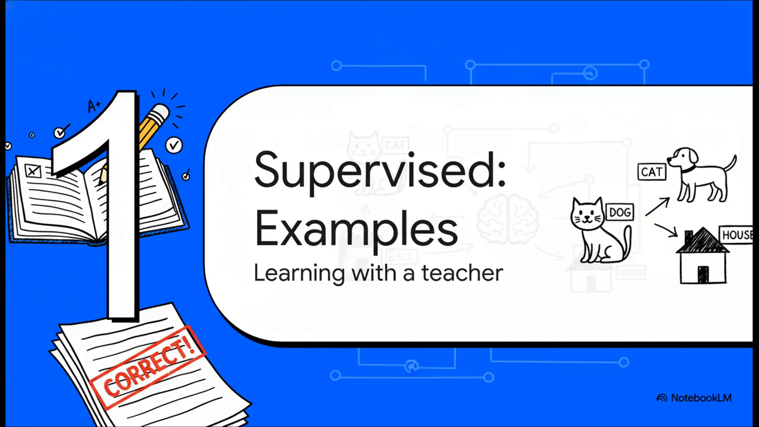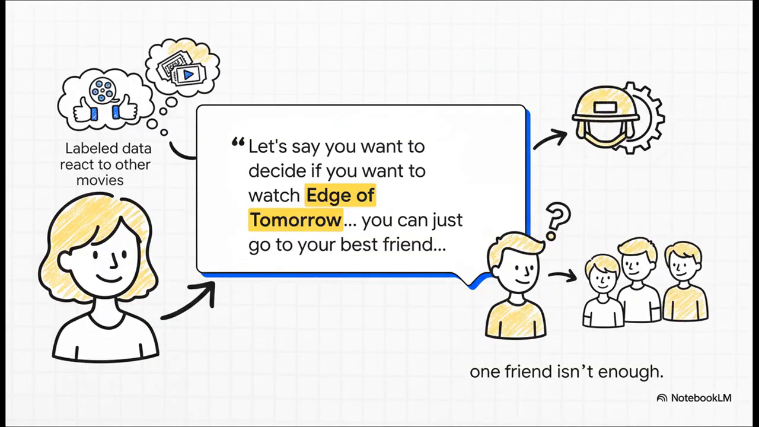All right, first up, supervised learning. And the core idea here is actually pretty simple. You basically give the machine a huge data set that's already filled with the right answers. You label everything. The machine then just studies all these examples, kind of like a student cramming for a test with a full answer key. A perfect way to think about this is trying to decide on a movie. You could just ask your best friend, right? They know what you like, they've seen how you've reacted to a bunch of other movies, and that's your labeled data. That's the basic idea.